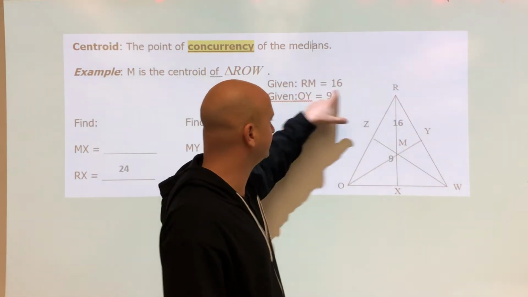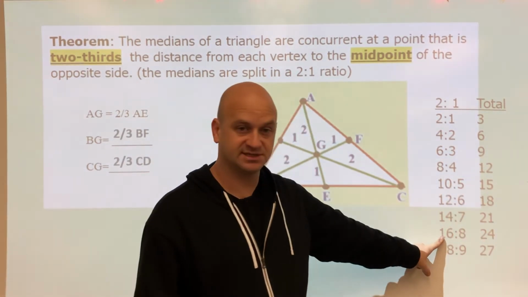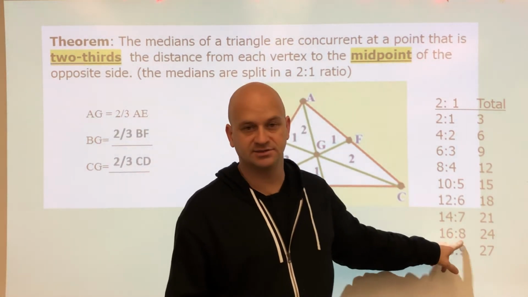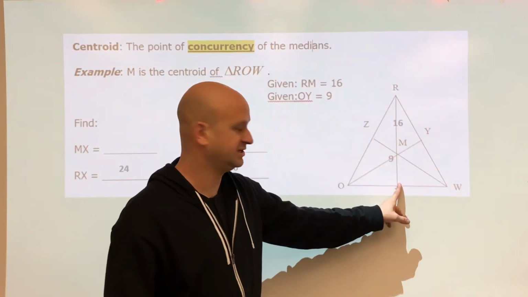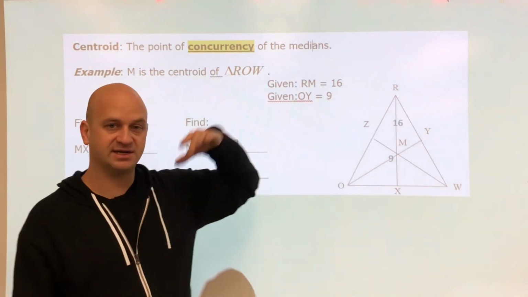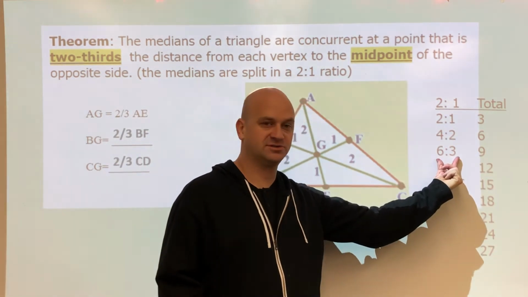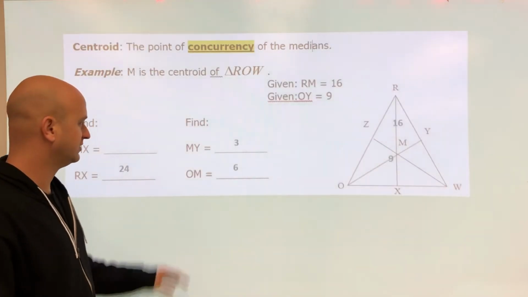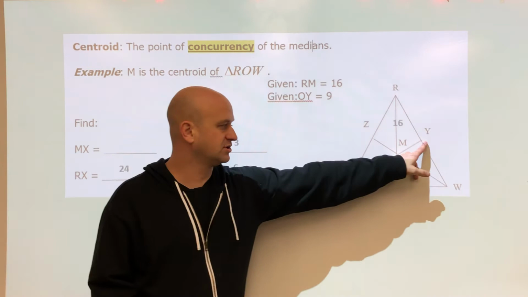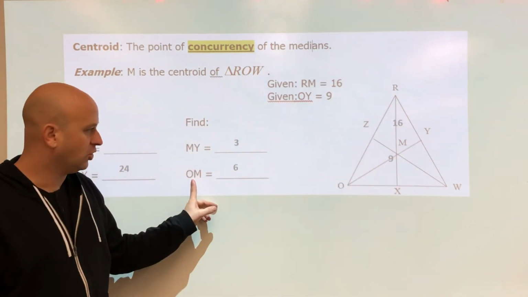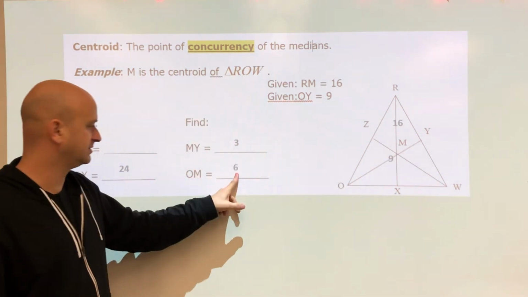So if this is 16 because it's given, right? If we go back to our table here, the long is 16, right? That means the short has to be 8. So if we go back to this problem here, this is 16, that means this has to be 8, okay? In this case, OY is the whole thing, which is 9. So if we go back to our table, if the whole thing is 9, then the two parts broken up are 6 and 3. Okay, so if we go here, we can see why MY is 3. So if the whole thing is 9, the short has to be 3. OM is going to be the long, and that's going to be 6. So 6 plus 3 would equal 9.